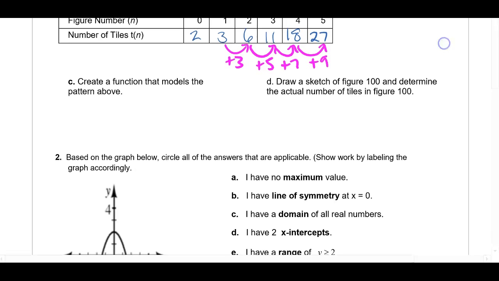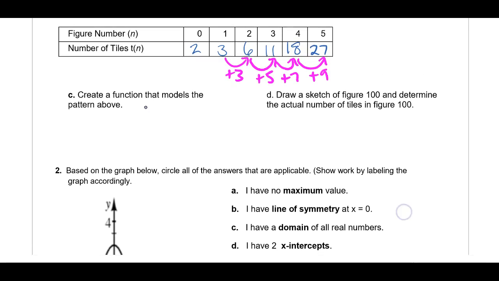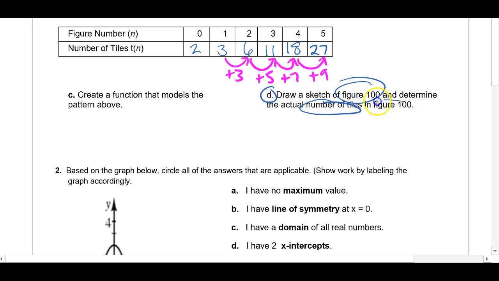Okay, so now what we want to do is you're going to create a function that models the pattern above. Well, the first thing I think I want to do is I'm going to go to D. And on the quiz, I'm going to tell you to start with D and then go to C. Okay? So first let's draw a sketch of figure 100 and figure out how many tiles, the number of tiles, is in figure 100. So first let's draw it.